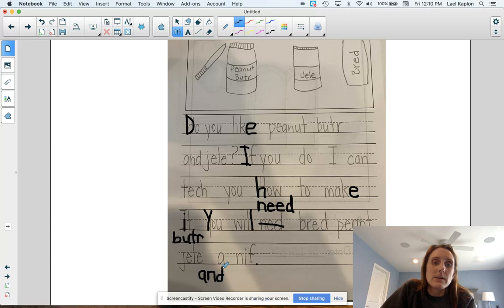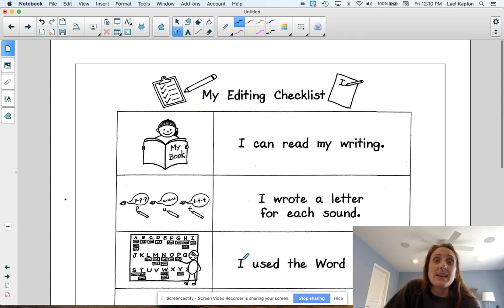And, okay. So now I think it makes sense. And I spelled all my word wall words correct. Let's double check. Do you like good peanut butter and jelly? If you do, I can teach you how to make it. You will need bread, peanut butter, jelly, and a knife. Good. Perfect. Okay. Now that we have checked our capitals, lowercase, and made sure we spelled all of our word wall words correct, I want to look at our editing checklist.